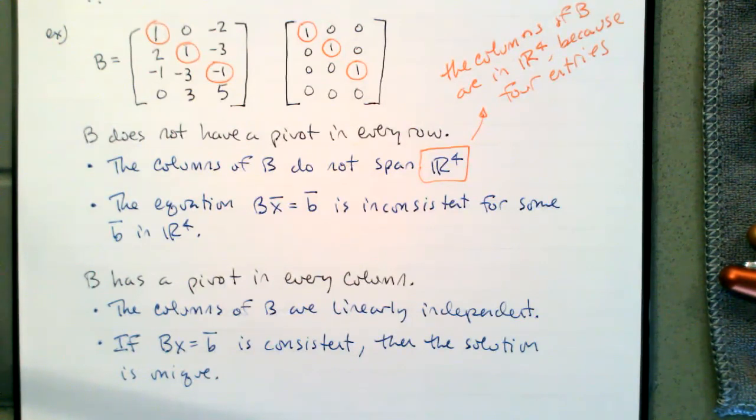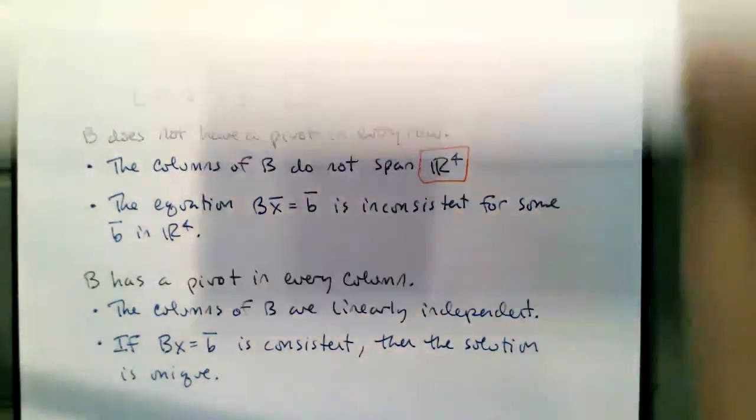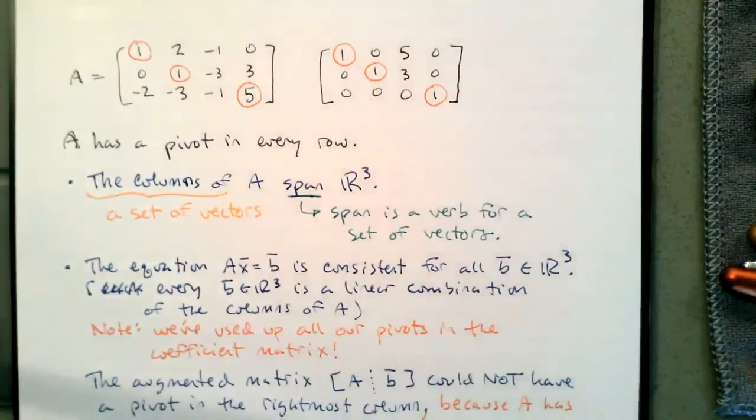Another important thing to note here is that there are certain things that we can claim based on the size of a matrix. Here, the matrix B could not possibly have a pivot in every row because there are more rows than there are columns. The matrix A from the previous example had a pivot in every row, but it could not possibly have a pivot in every column because there are more columns than rows.